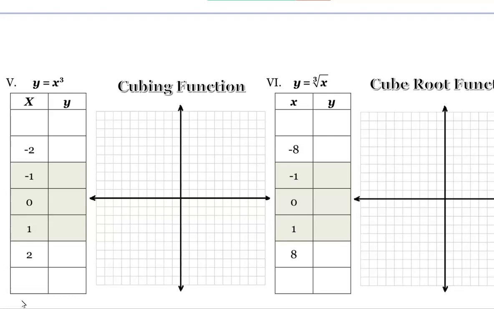Cubing function. Many students get these two confused. The cubing function, you're going to take your X value and cube it, which means, say, -2 times -2 times -2, which is -8. It does not mean -2 times 3. Okay, so get that one thing straight. When you cube something, if it was negative, it remains negative. And that is totally okay.